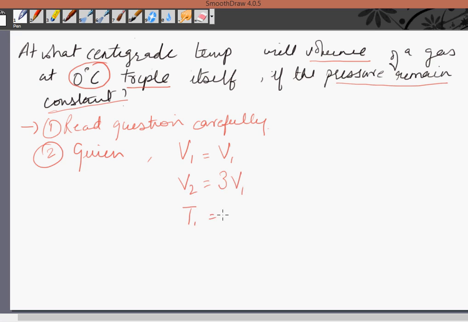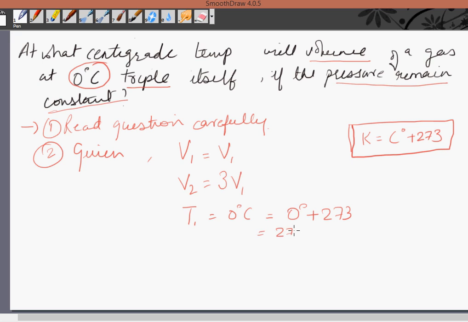What is the first temperature? It is 0 degrees Celsius. We have to convert it into Kelvin. So 0 degree plus 273. We know the relation, that is the conversion is this. Always keep the conversions in mind. That will be easy for you to calculate the numericals. So what is the T1? It is 273.